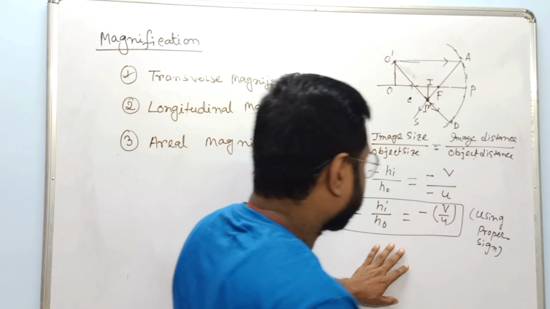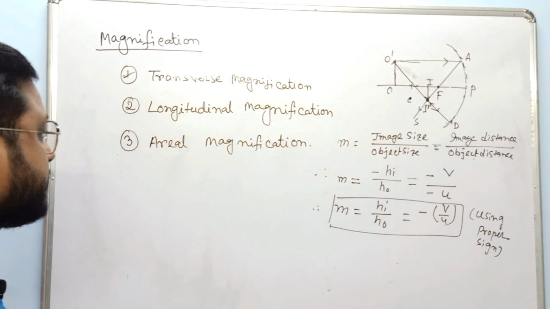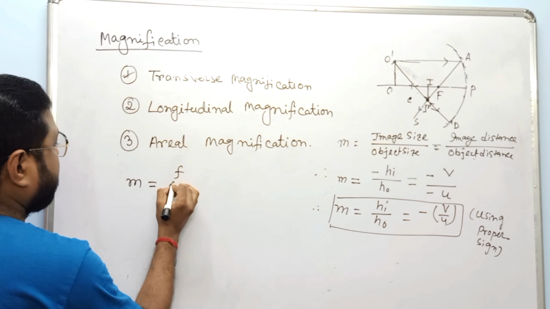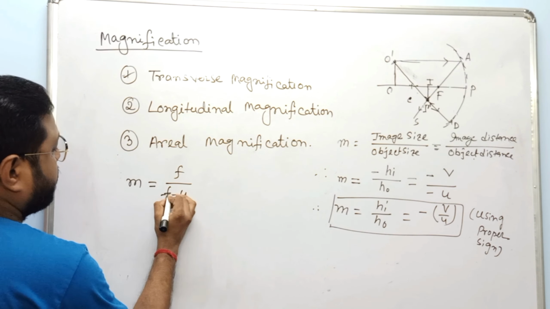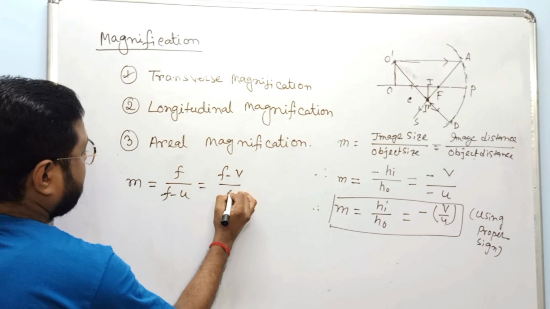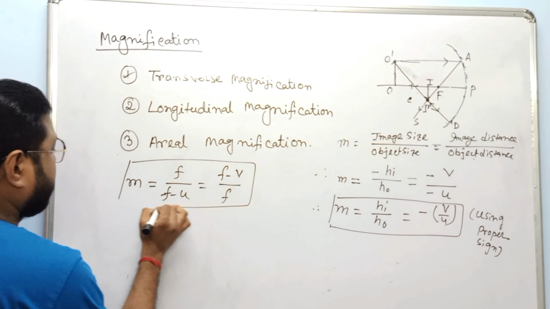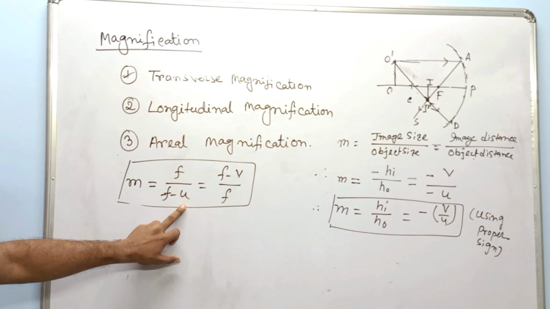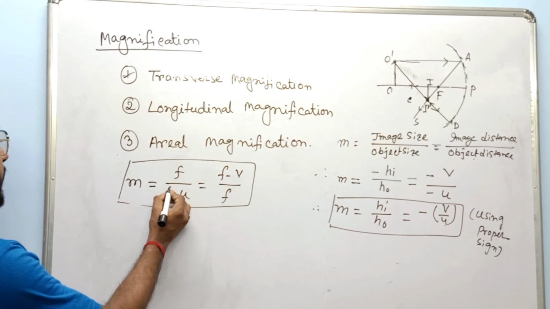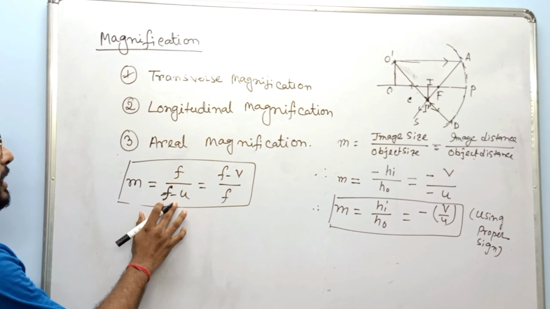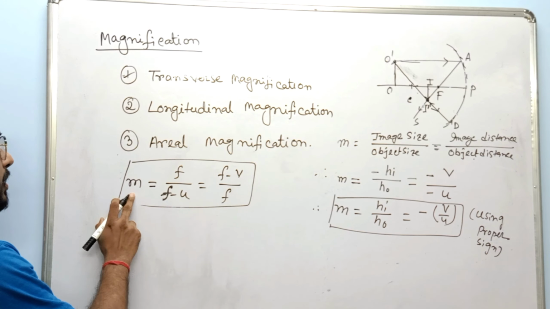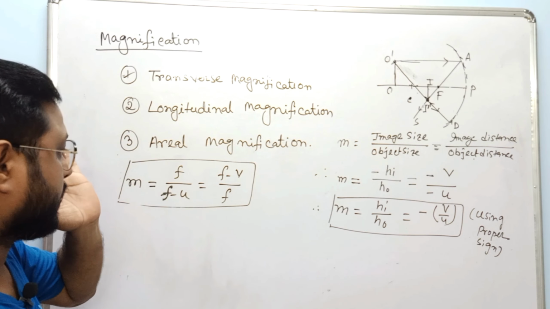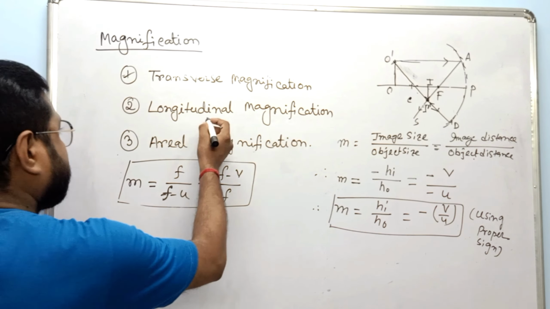There is a similar relation between M and U, that is M equal to F by F minus U or F minus V by F. This is the direct relation between magnification and focal length and object distance, and focal length and image distance. Here we cannot find out V. If V is not known, then also we can get the magnification as F by F minus U or F minus V by F.